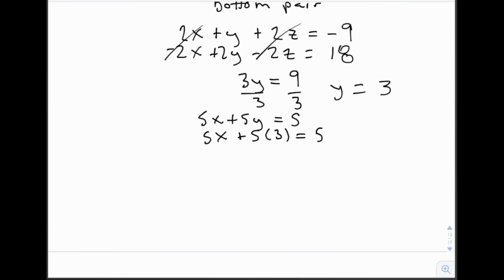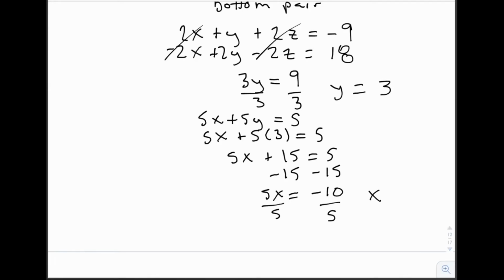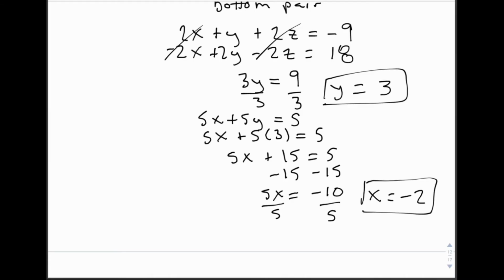So if we simplify just a little bit further, we are left with 5x plus 15 is equal to 5. Let's subtract the 15, and we are left with -10 equal to +5x. So divide by the 5, and x is equal to -2. So now we have y is equal to 3, and x is equal to -2. So now all we need to find is that z value.